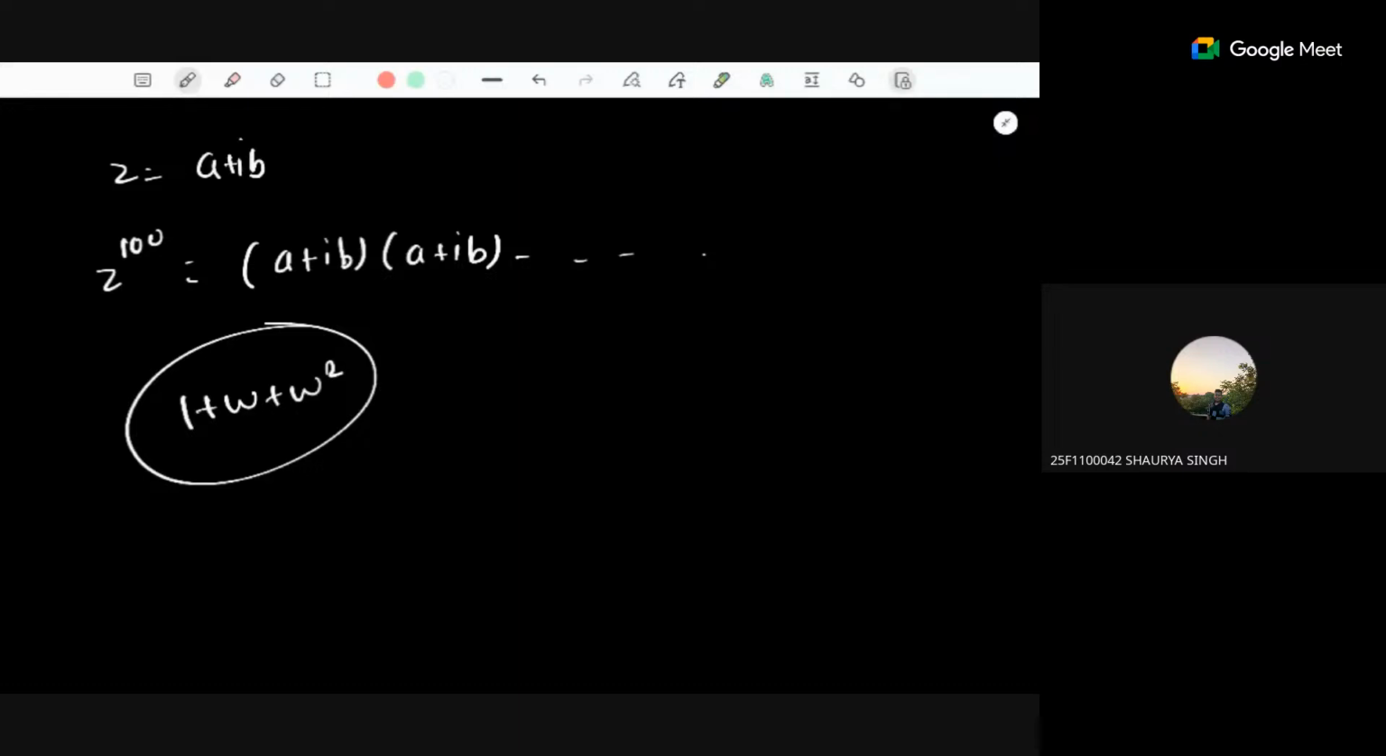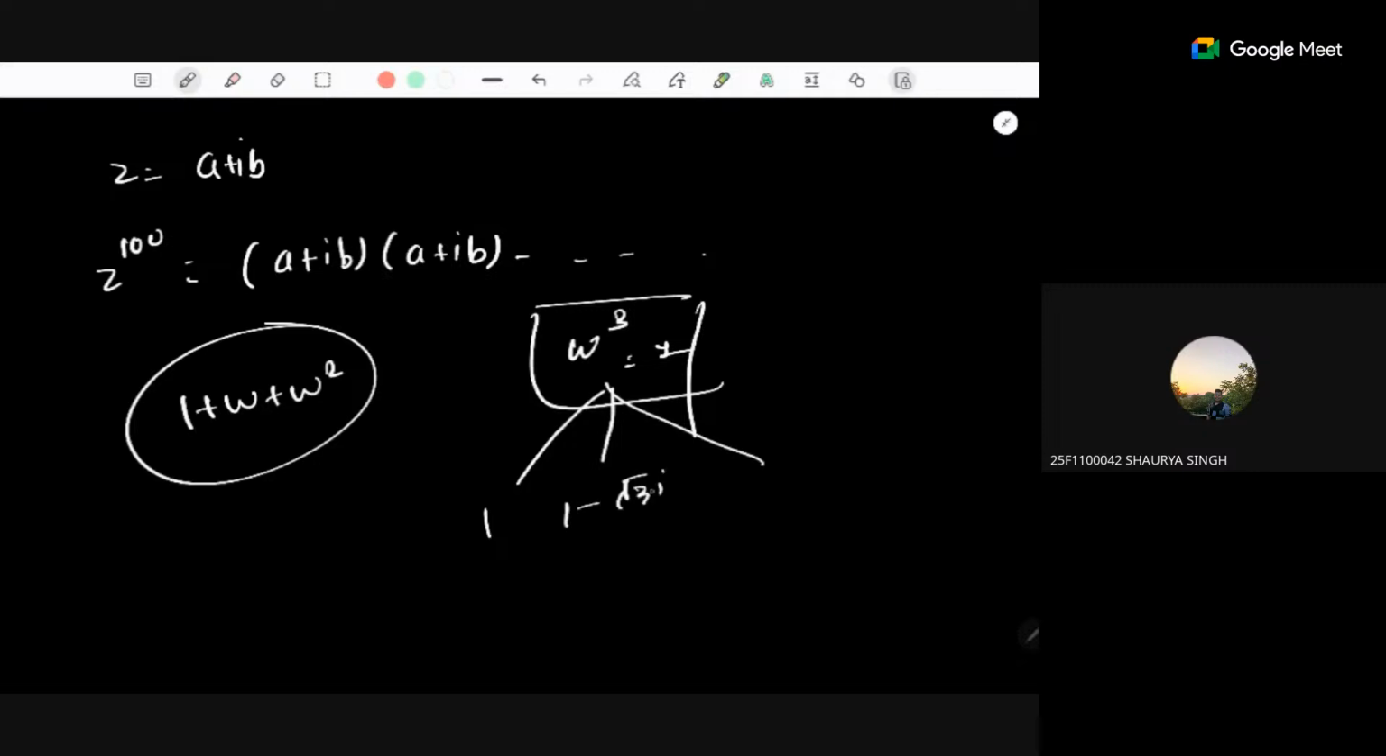Okay. So again, what is the number omega? Omega is any complex number whose cube is equal to 1. Okay. And when we solve this, we get three numbers: 1, minus 1 minus root 3 iota by 2, and minus 1 plus root 3 iota by 2. One of them is known as omega, another one is known as omega square.